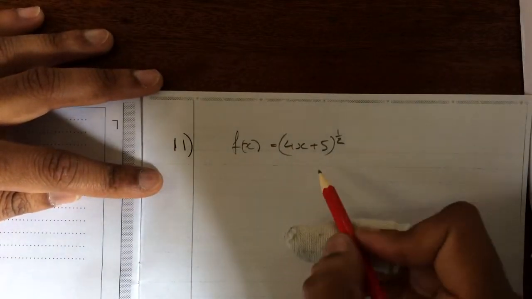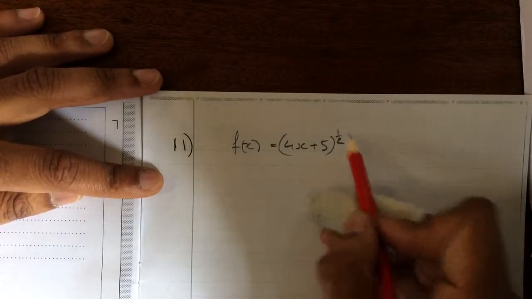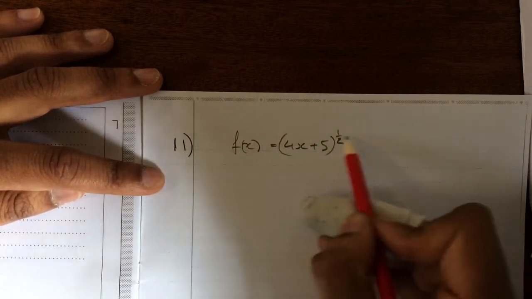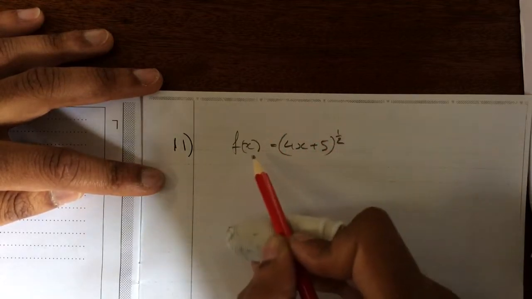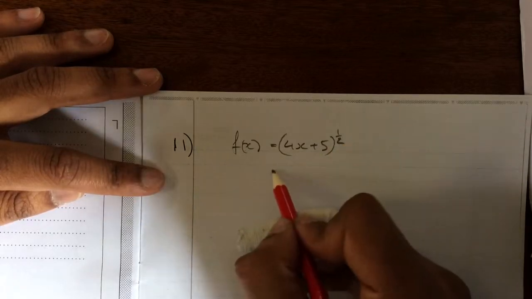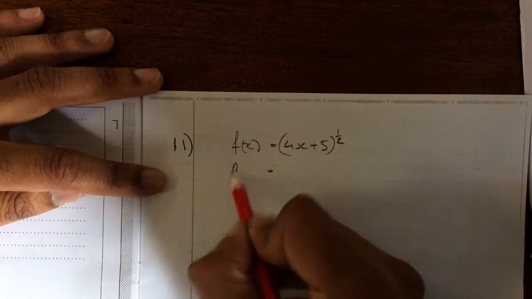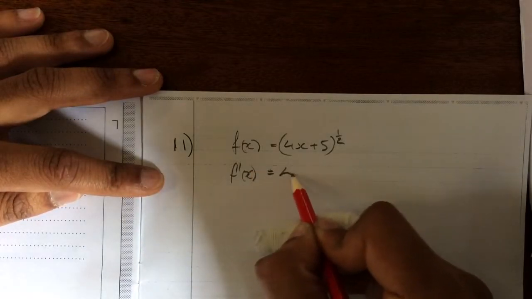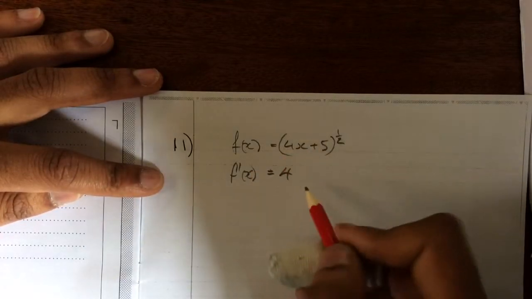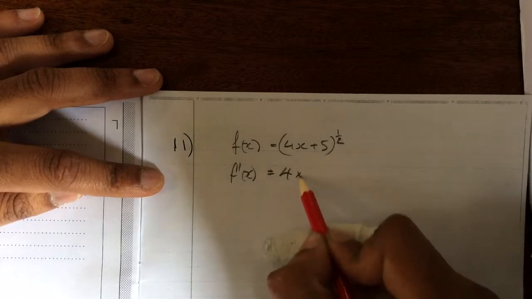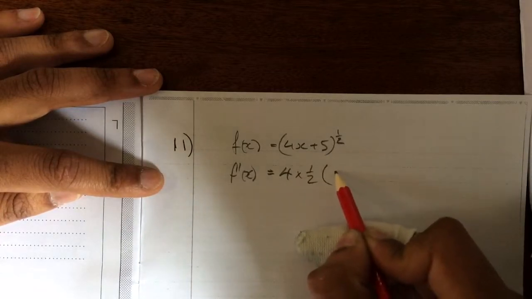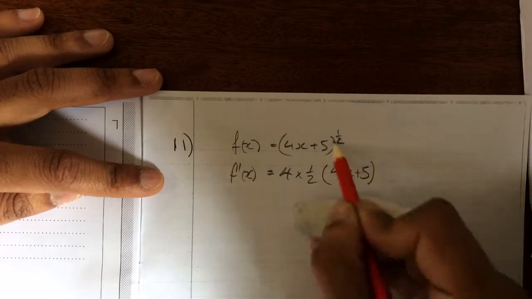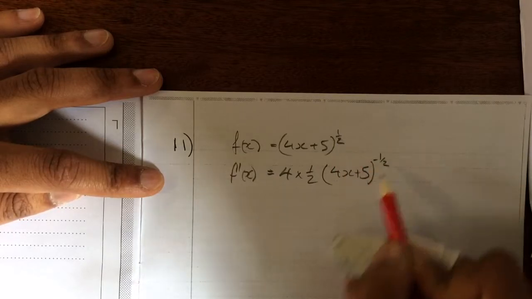Now, if you know the format for chain rule, you're going to differentiate this. You get 4, throw it in front, take the power, throw that in front, and then reduce the power by 1. So let's do that. So f prime of x, the first differential, equals 4. The differential of 4x plus 5 is 4, and then times a half, and then times 4x plus 5. Now reduce the power by 1, you get minus a half.